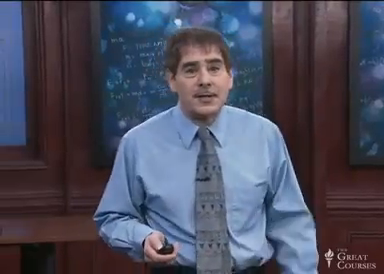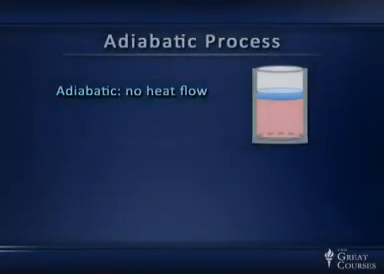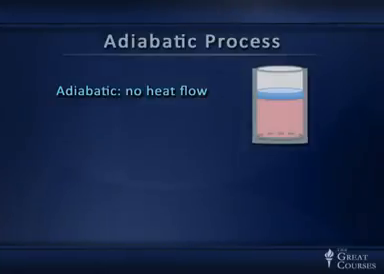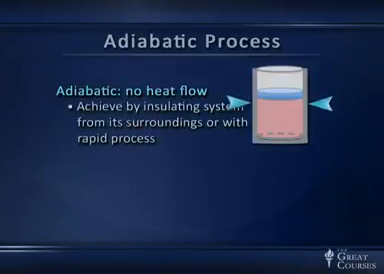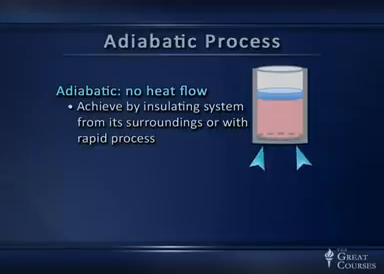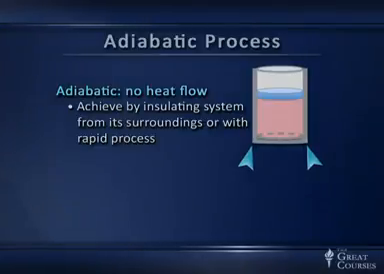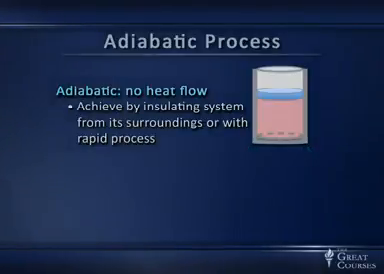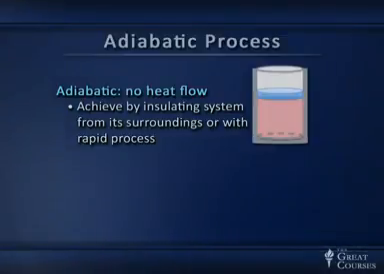Another important process is the so-called adiabatic process. In an adiabatic process, there's no heat flow. That's the definition of adiabatic. It means no heat is allowed to flow into or out of the system. You can achieve it by insulating the system from its surroundings, so there it is, I put an insulation on the bottom of my piston cylinder system, or you could achieve an adiabatic process by making a process occur very fast, so there's no time for heat to flow out. So you can do it rapidly also.